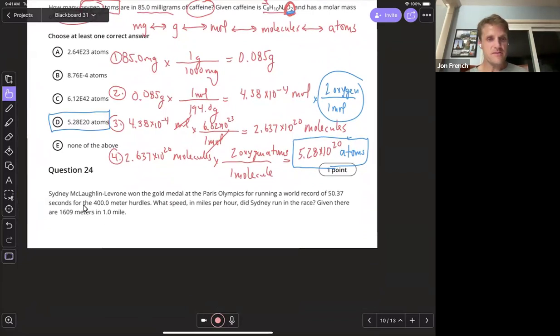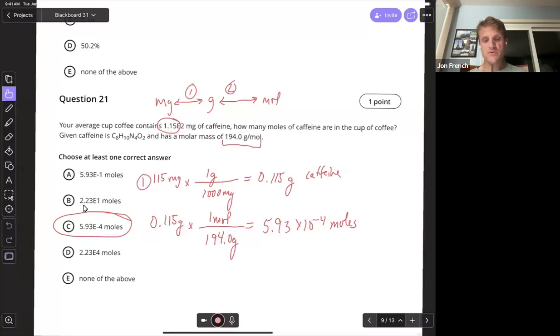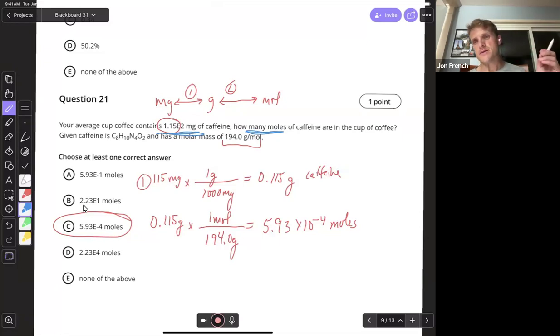Yeah, so Sydney McLaughlin, Laverne, we have questions going from mass to moles? Yeah, Sean, we did, right? So this question right here, question 21, I gave you a mass of caffeine and I said how many moles of caffeine are there, right? So I kind of built them up in difficulty. Here's one step, here's two steps, here's three steps. Mass to moles, mass to moles to molecules, mass to moles to molecules to atoms.